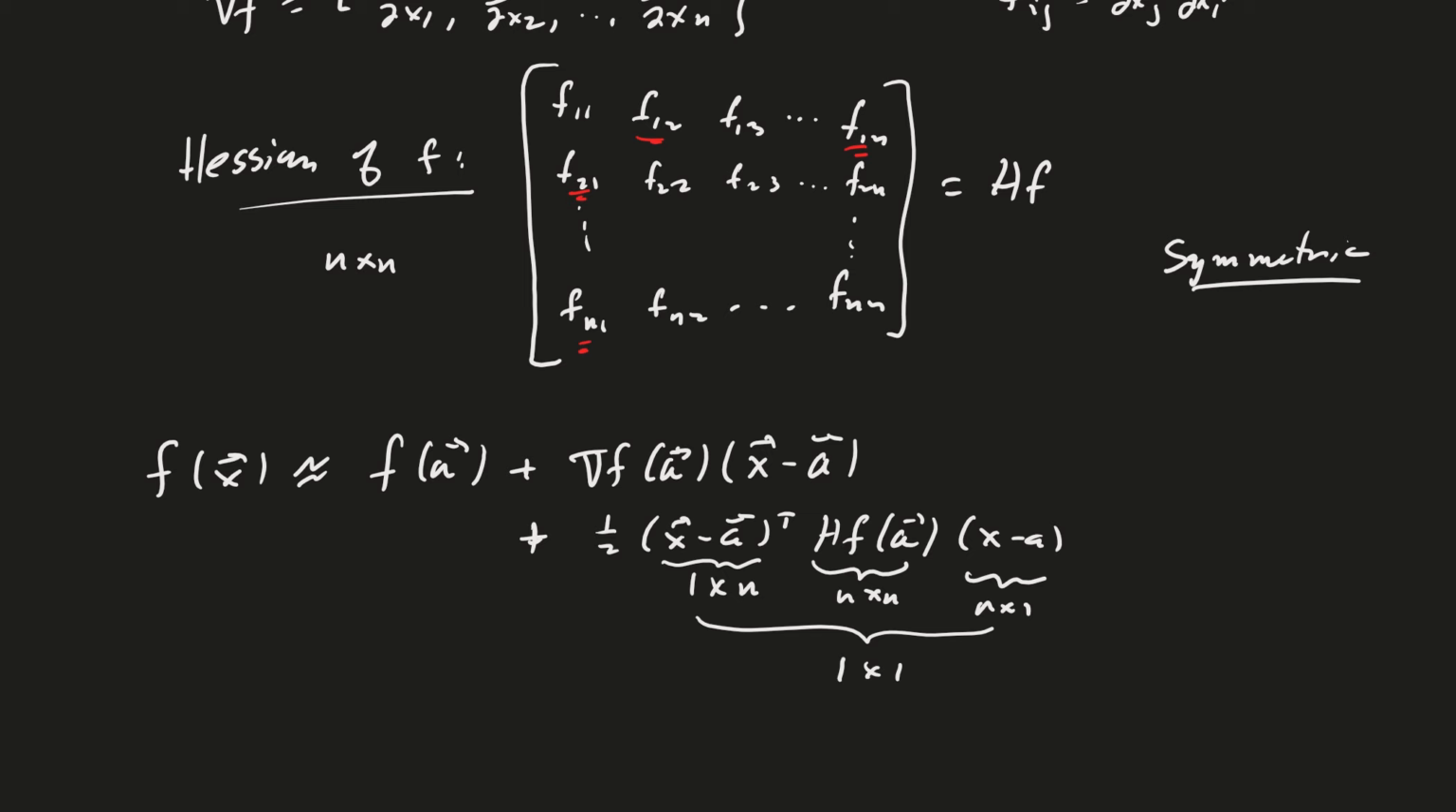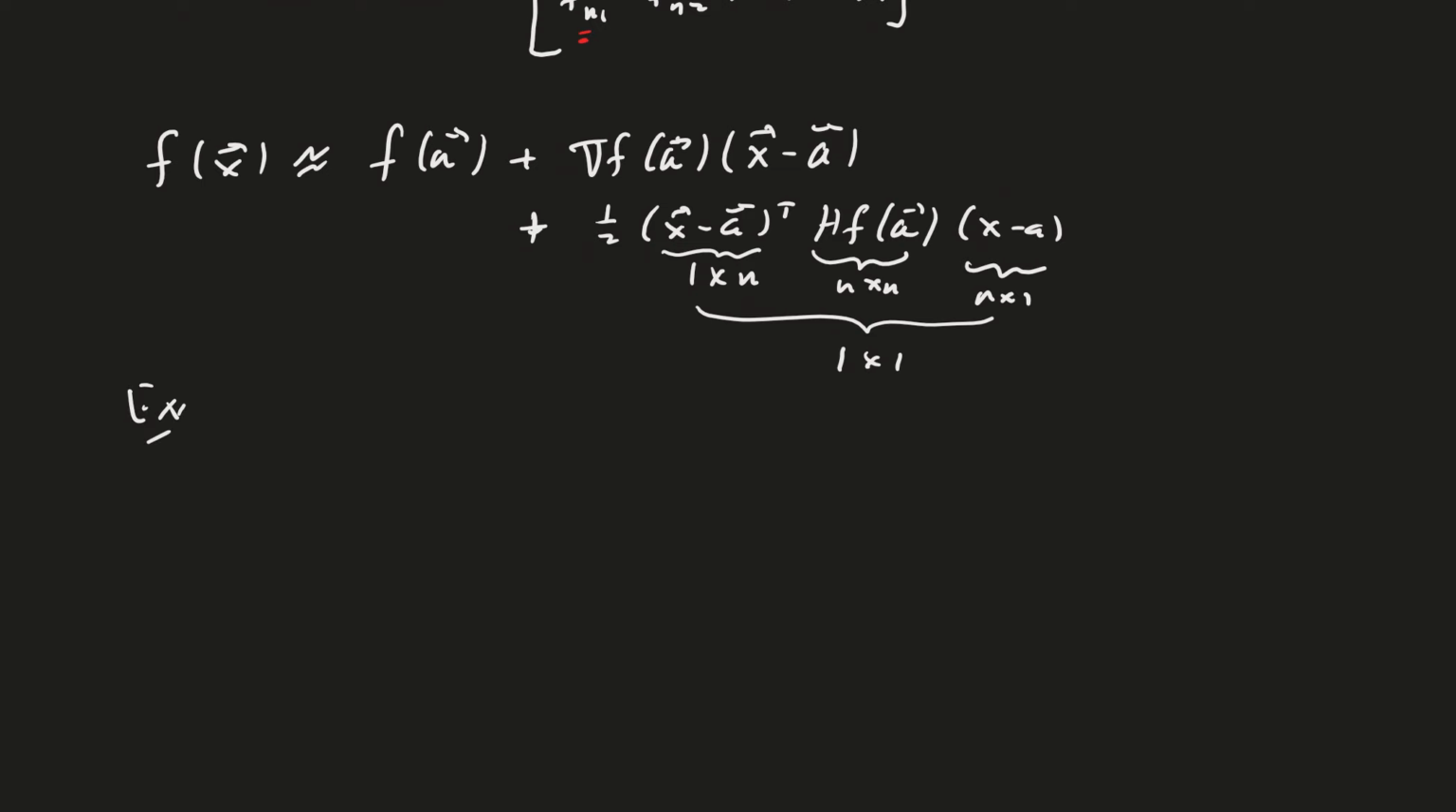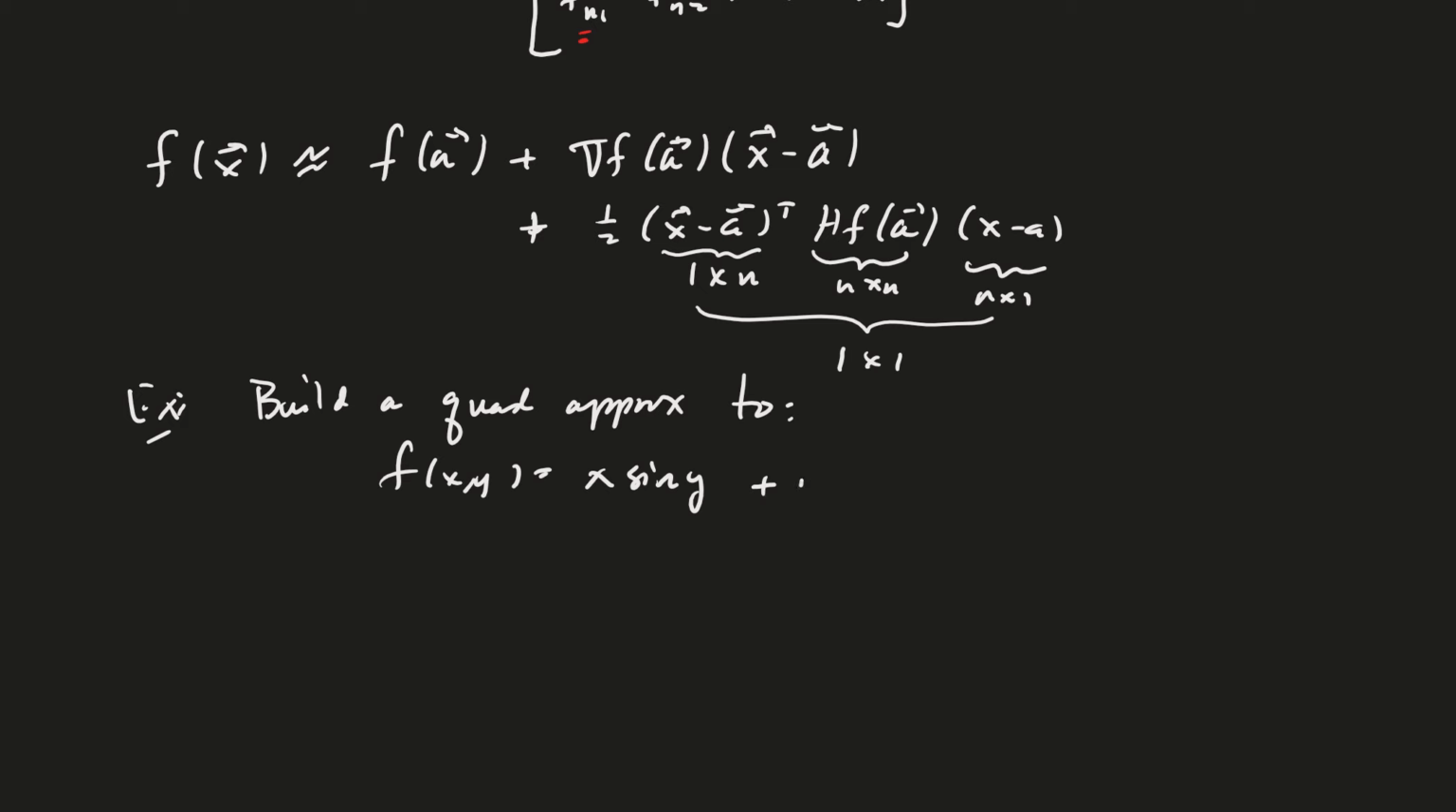So let's do a quick example. We'll build our quadratic approximation to the function f of x, y, z equals x sine y plus y squared plus xyz plus z at the point (1, 0, 2).